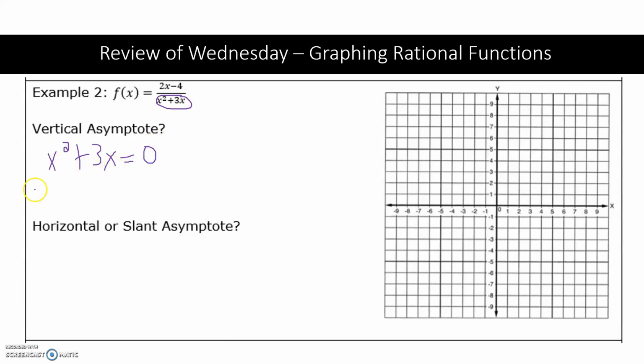So I'm going to look at my two terms, and I should notice that I can factor out an x, so that means I have x times x plus 3. So that means my first factor is x, so x is equal to 0. And then my next factor is x plus 3 equal to 0, which means that x is negative 3. So I'm going to have two vertical asymptotes, one at x equals 0, right here, and the other one at x equals negative 3.